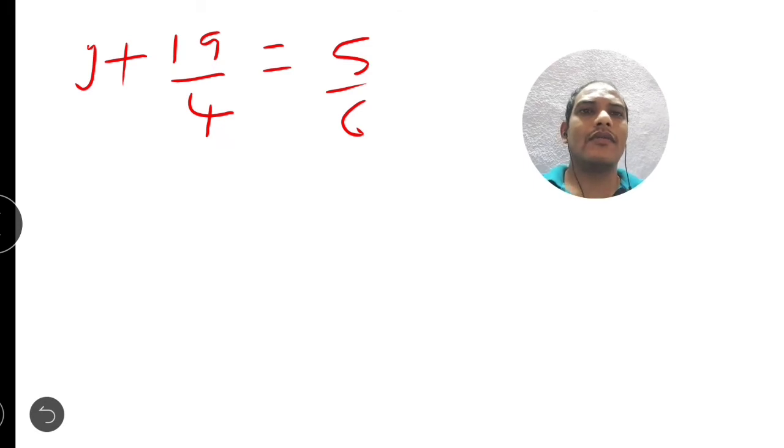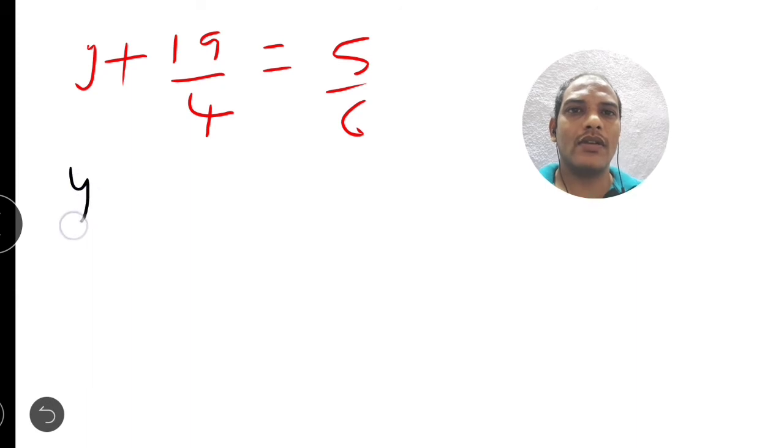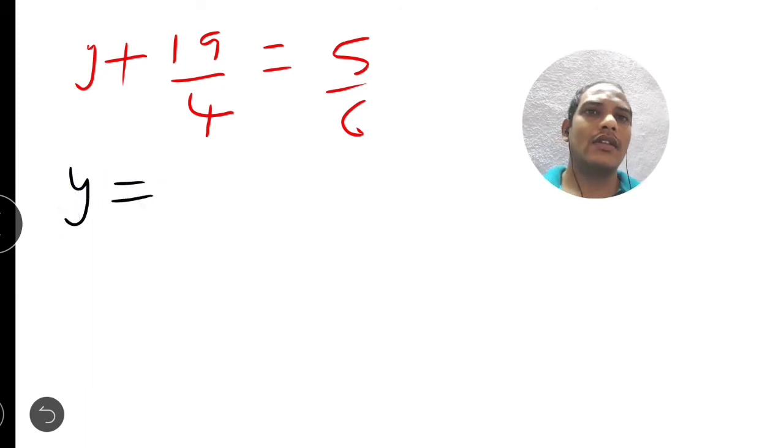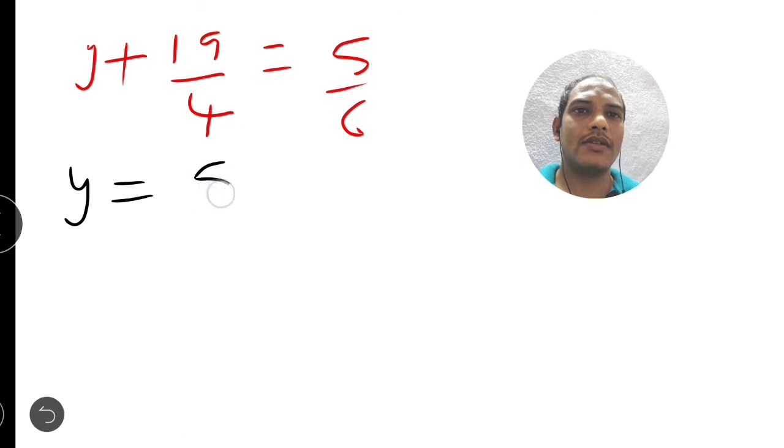Next, third question: y plus 19 by 4 equals 5 by 6. So y is already on the LHS, then 19 by 4 transposes to the RHS. So 5 by 6 minus 19 by 4.